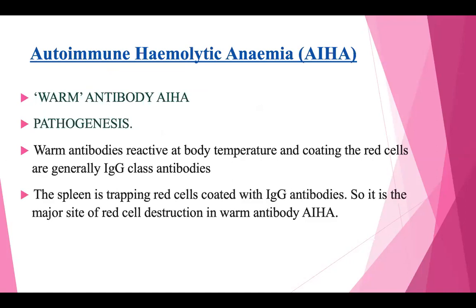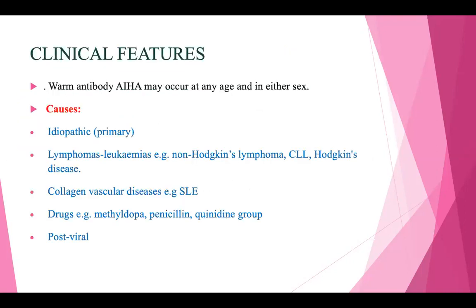ال warm type هنا الانتيبودي يتفاعل بدرجة حرارة الجسم اللي هي 37 وعادة التايب مالته IgG. والسبلين هو الميجر سايت of the destruction of the RBC لأن نعرف ال IgG عنده ريسبترات بالريتيكولو اندوثيال ماكروفاج اللي هي بالسبلين. What could be the cause?